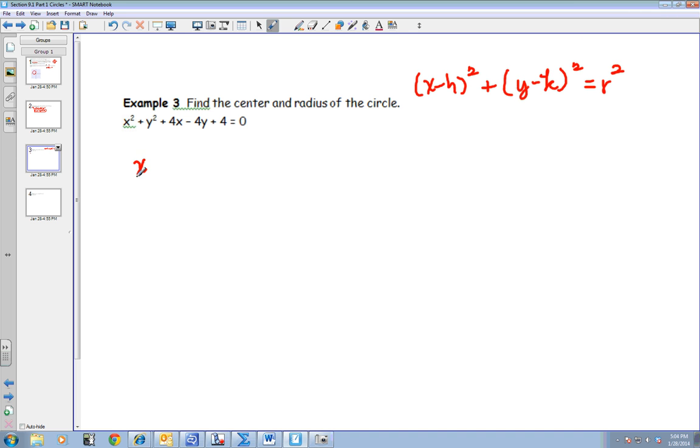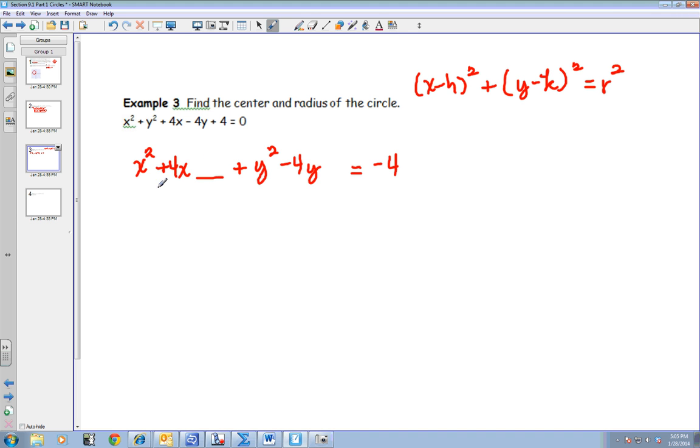I'm going to group together my x squared and my 4x. I always leave a little space here. You don't have to draw that space, but I'm going to leave a little space. Now I'm going to write my y squared and my y term. And then I'm going to move this 4 over to the other side of the equation. So I've rewritten my problem, grouping together my x terms and my y terms, and my constants go on the other side. Now this is what we did yesterday, completing the square.